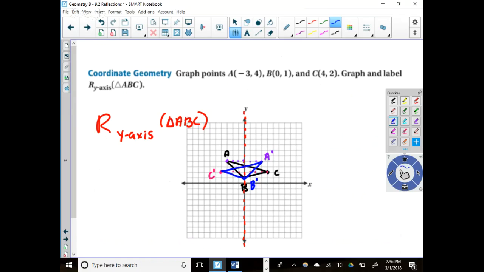Now, remember that reflection is a rigid motion. So it should be the same shape. Does it look like it's the same shape? Yes.